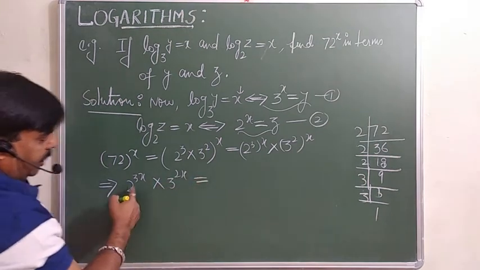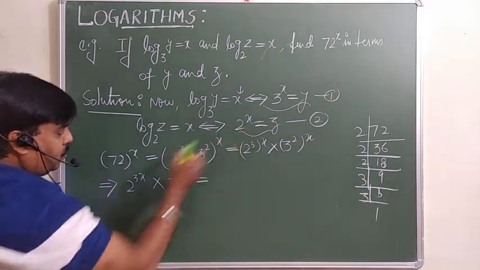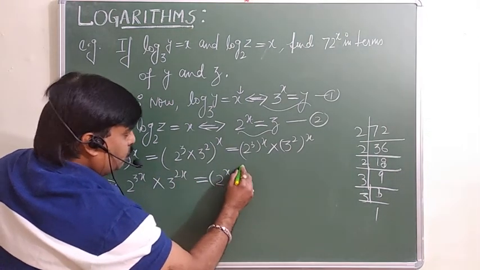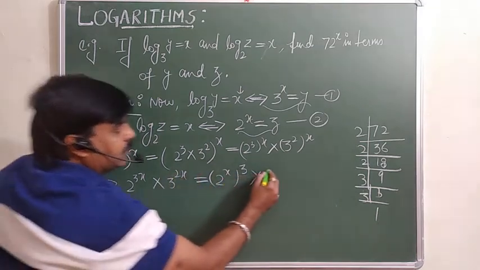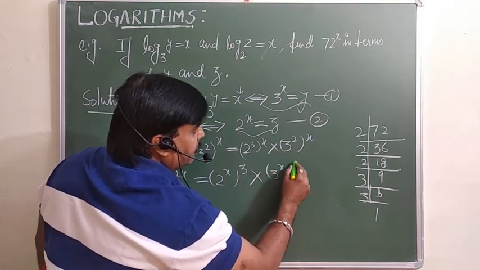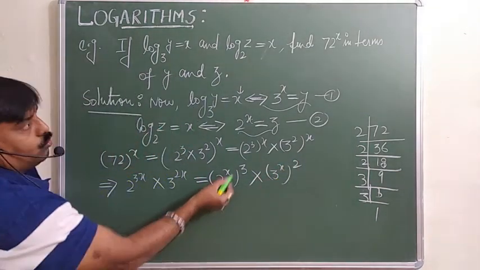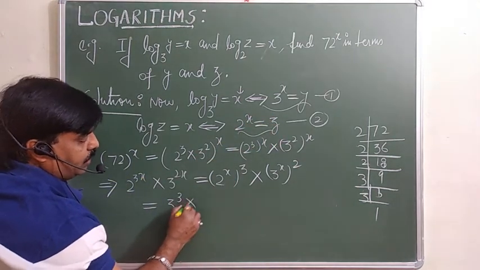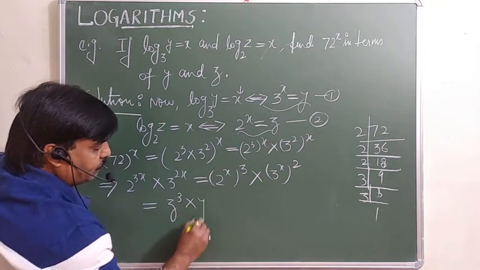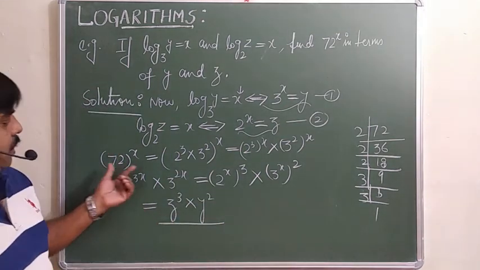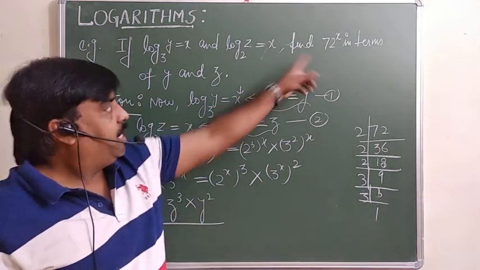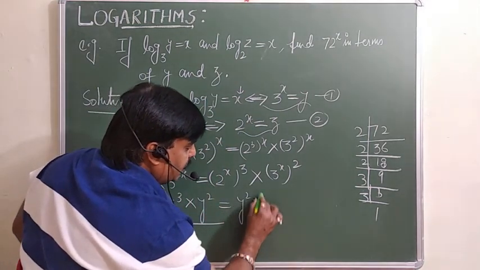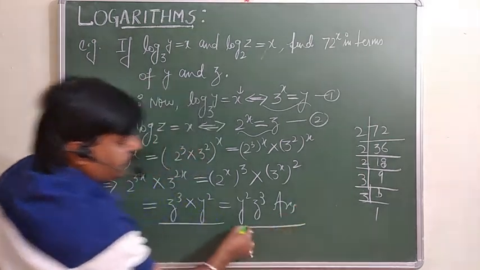Again you can write down in the form of this and this one only. So this can be written as (2 raised to power 3) into (3 raised to power x) whole raised to power 2, that is, 2 raised to power x whole raised to power 3 into 3 raised to power x whole raised to power 2. But 2 raised to power x is equal to what? Z. So you can write down z cubed into 3 raised to power x is equal to y, so that is y squared. So the value of this 72 whole raised to power x in terms of y and z will be equal to y squared z cubed, and this is your answer. Have a look.